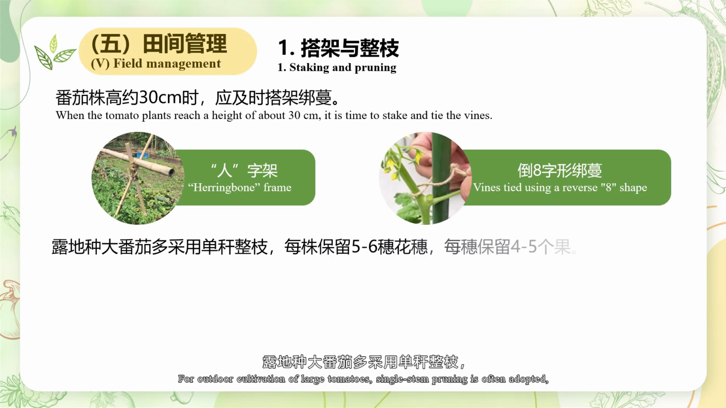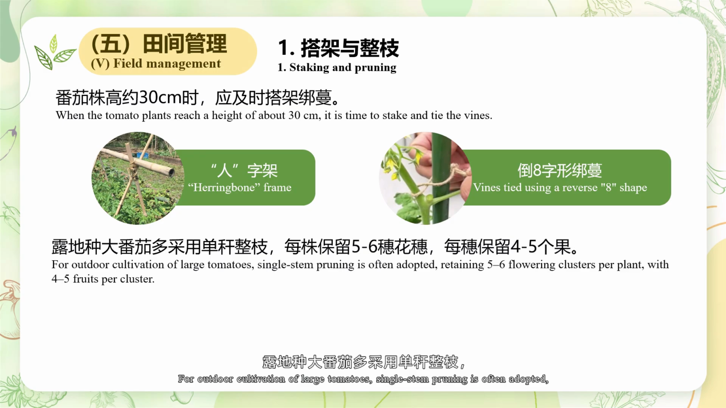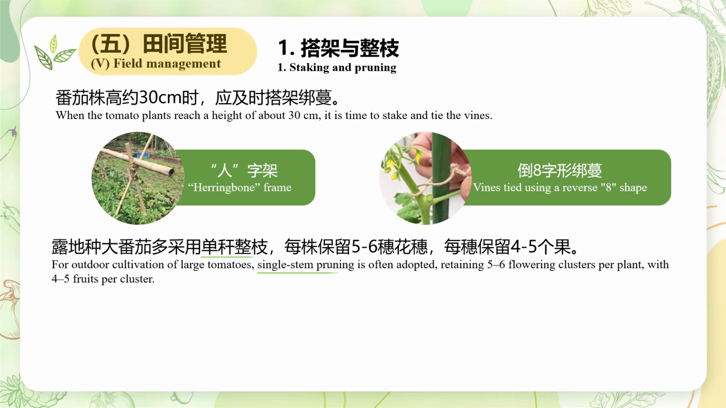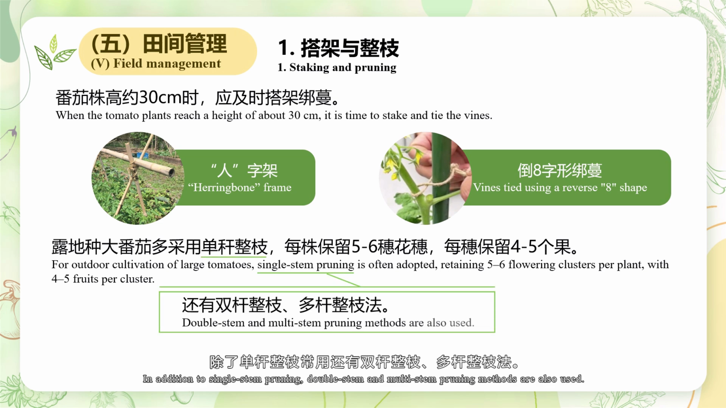For outdoor cultivation of large tomatoes, single stem pruning is often adopted, retaining 5 to 6 flowering clusters per plant, with 4 to 5 fruits per cluster. In addition to single stem pruning, double stem and multi-stem pruning methods are also used.